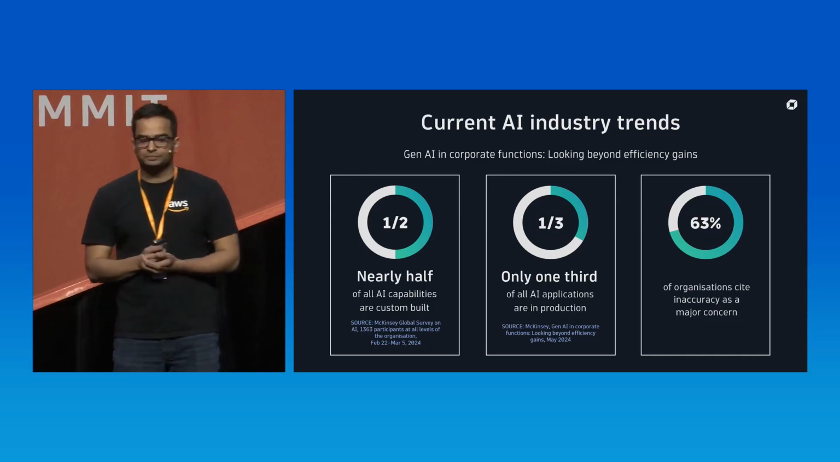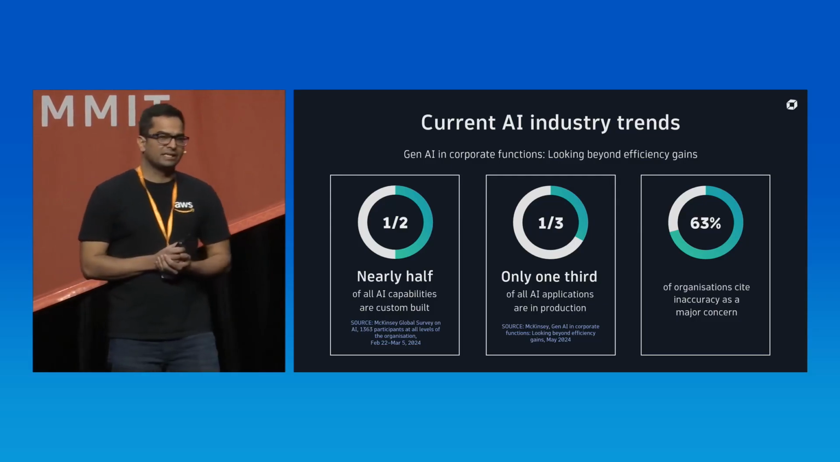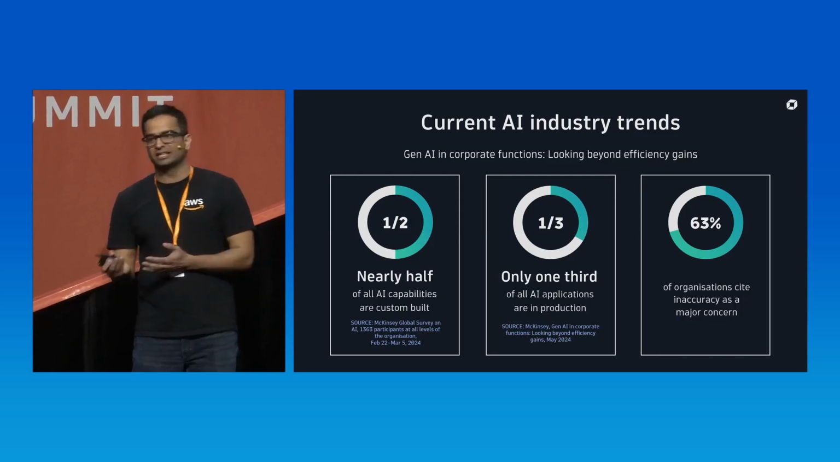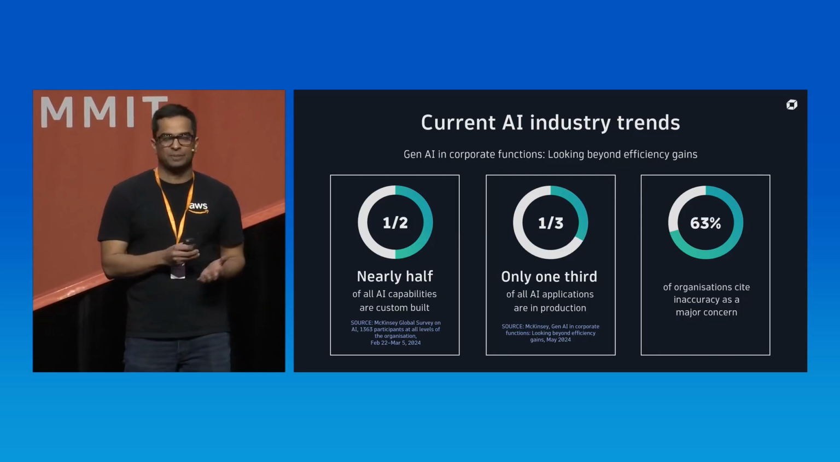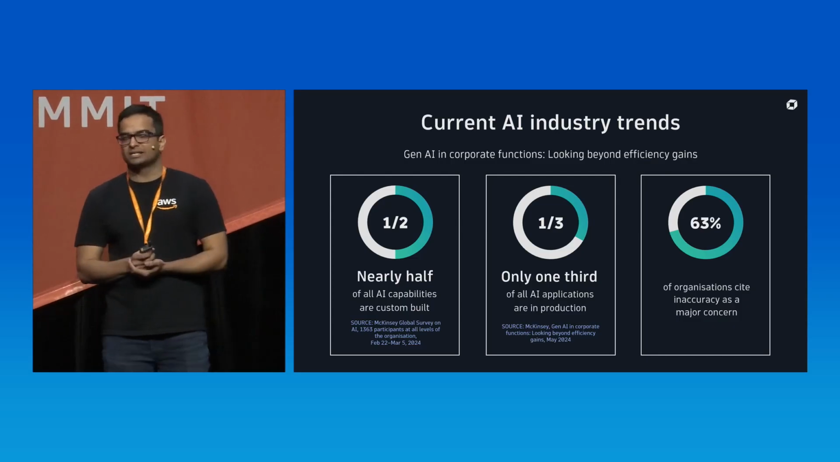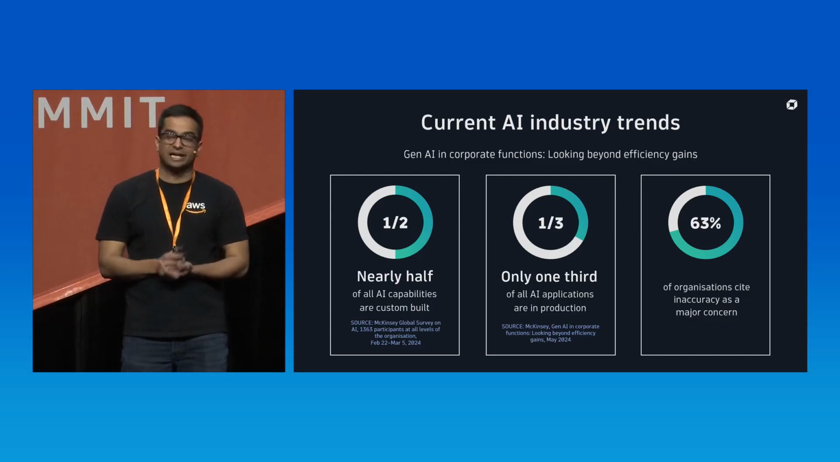So that's one. And the second key thing that comes out of this is that not all experiments actually translate to production. So there's a big gap between how much you're experimenting and how many of those are actually going into production. So that's a key gap.